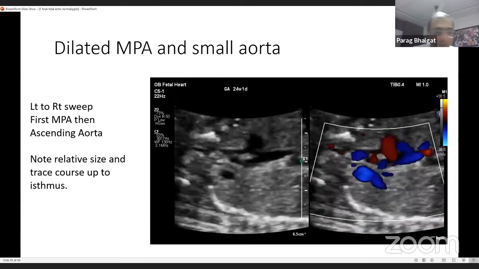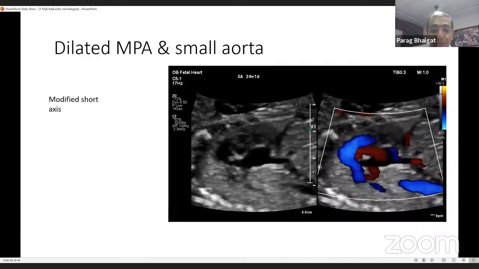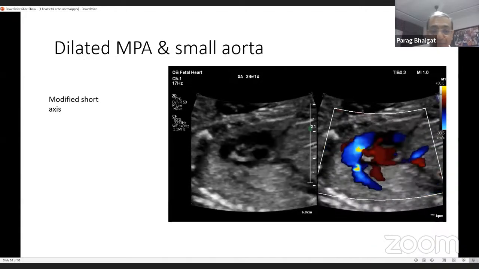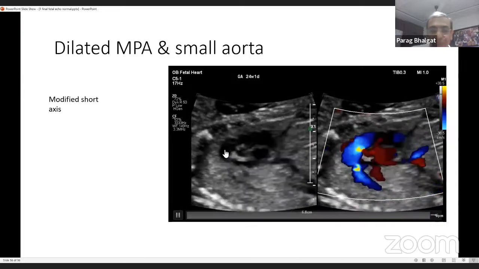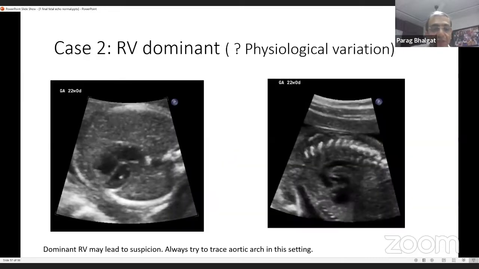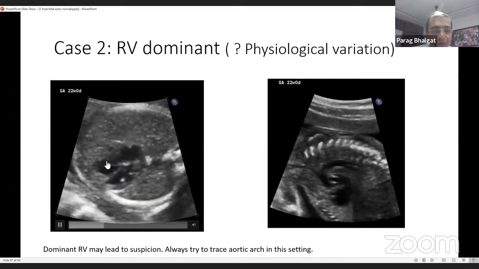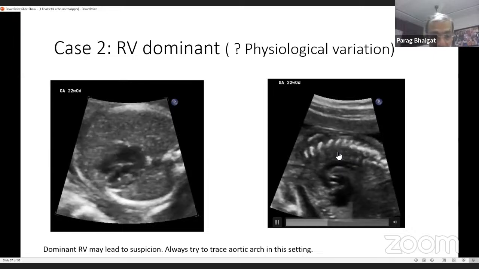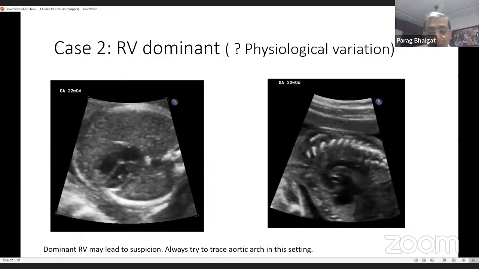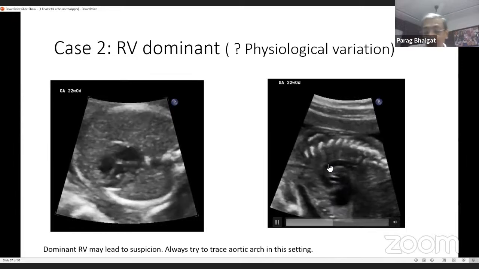So the relative size of MPA and aorta is important. This is the size of MPA, a little bit of short axis view. Look at this, the aortic annulus, and this is the MPA. Another case: the LV was small, RV was dominant, and so was the aortic arch. So whether it is a physiological variation or not, with a dominant RV we should always keep a suspicion in mind that the aortic arch may be small.